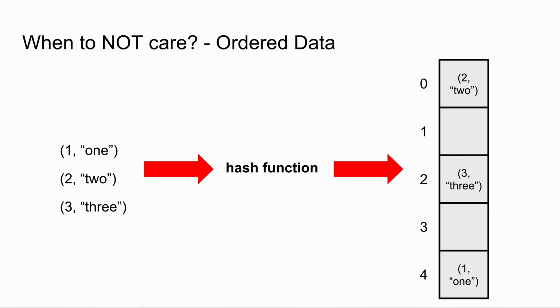The last thing I will briefly mention is when we shouldn't care about hash tables. Recall that a good hash function spreads the items uniformly across the hash table. This means that any order in your data will be lost, so if you want to maintain the order of your data, you should use a different data structure such as an array or a binary search tree.